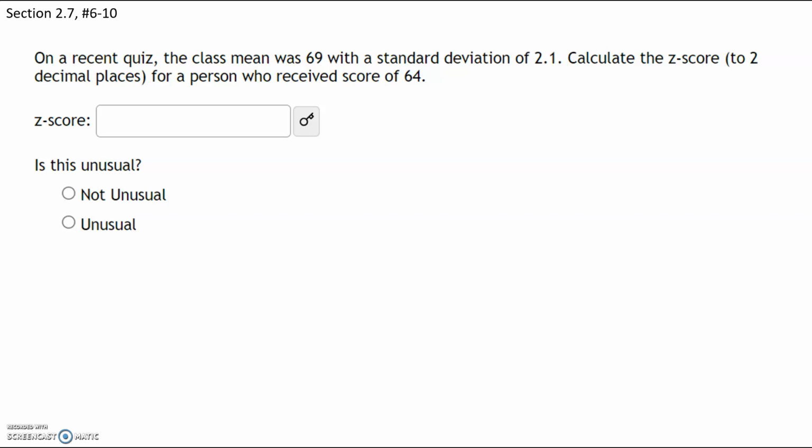This problem asks, on a recent quiz, the class mean was 69 with the standard deviation of 2.2. Calculate the z-score to 2 decimal places for a person who scored 64. So the z-score formula looks like this. The z-score is equal to the value minus the mean divided by the standard deviation. x is the value whose z-score we're finding. So x in this case is going to be 64.